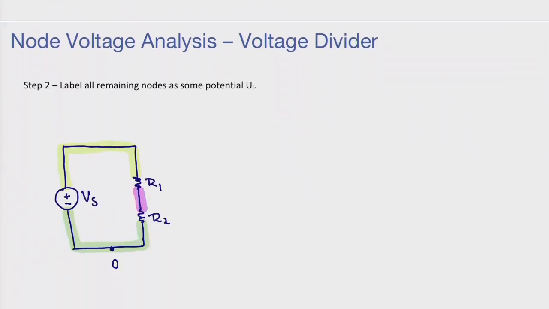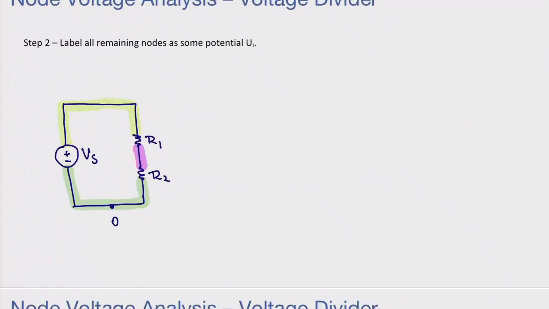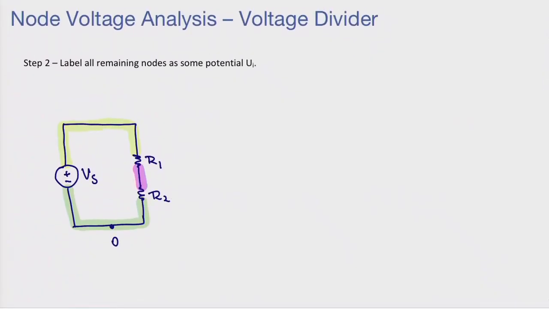Okay, next, what was step number 2? Label the potentials. Okay, which potentials? The potentials that are going to be in the other nodes. Which nodes? The nodes that are not zero. So I'm going to call this potential here U1, and this potential here U2. So far, so good? Okay, that was step two.